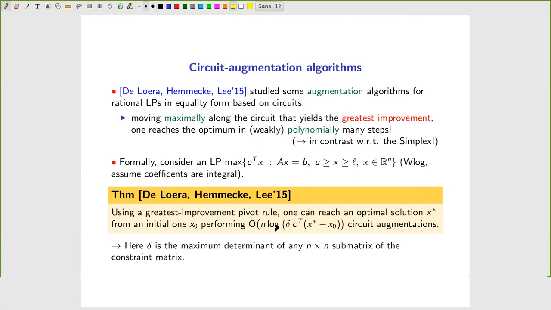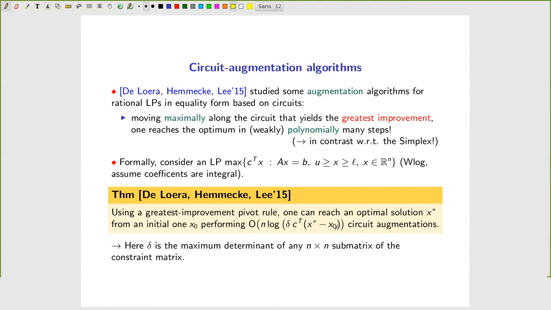What is this? So n here is the number of variables. Here you have this term that basically depends on the difference in the cost between your optimal solution and your initial one, and it depends logarithmically on this difference. And then you have another dependency, which is delta. What is delta? Delta is the maximum determinant of any n by n submatrix of the constraint matrix. So here the constraint matrix is given by this matrix A, and then you have the identity matrix here. You take any n by n submatrix of this, and it is going to have a determinant. You take the maximum of that, and that's what is going to be inside the log. All these terms are inside the log, so you are still weakly polynomial when you have this bound.